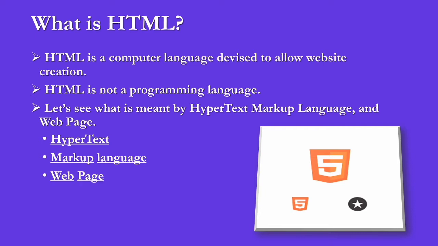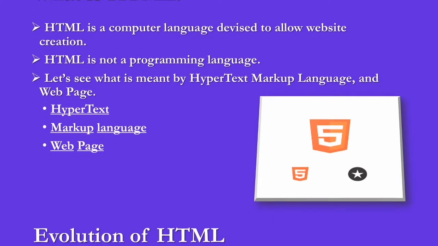Web page. A web page is a document which is commonly written in HTML and translated by a web browser. A web page can be identified by entering a URL. A web page can be of the static or dynamic type. With the help of HTML, we can only create static websites. Now let's move to the evolution of HTML.